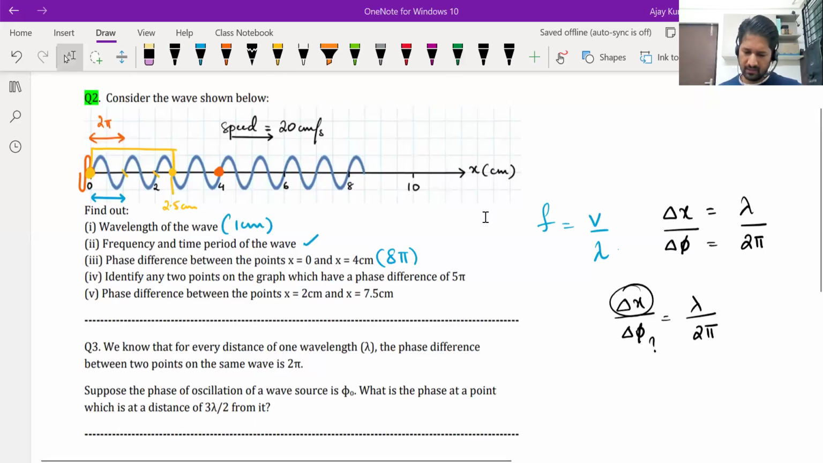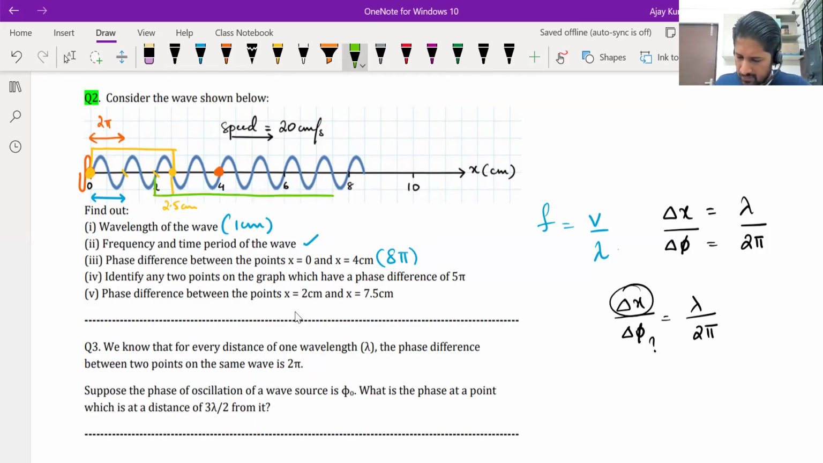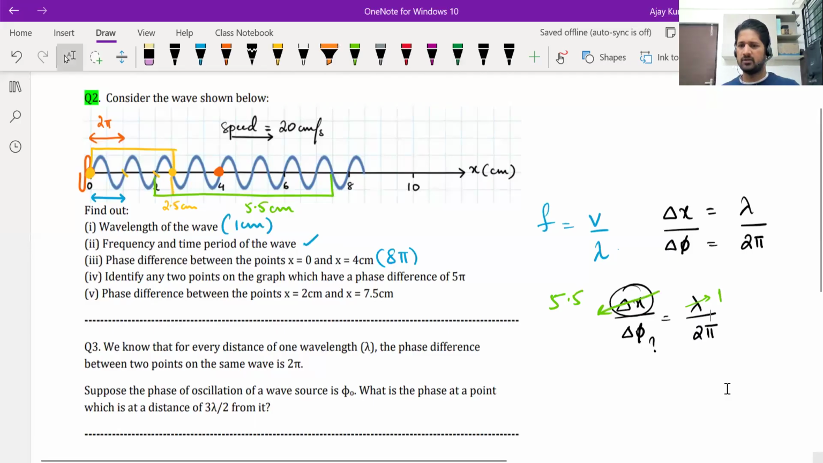Okay. Next, phase difference between the points x equal to 2 and x equal to 7.5. You'll use the same relation again. The gap between them is 5.5 centimeters. So for a gap of 5.5 centimeters, you find out how much the phase difference is by taking the wavelength as 1 centimeter. That's all. So 5.5 into 2 pi, 11 pi is the phase difference between them.